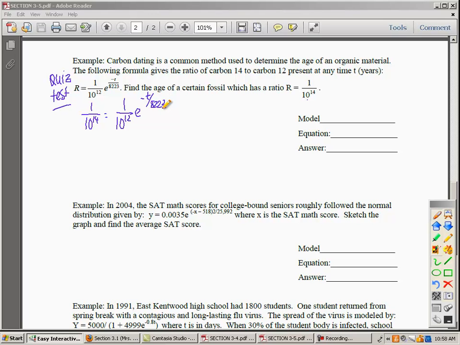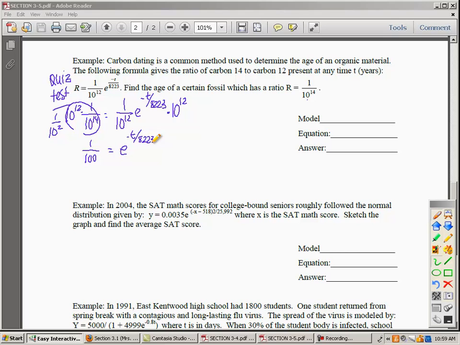Okay, now my goal is to get rid of this fraction first. Instead of dividing by a fraction, we multiply by its reciprocal. And we use our exponent rules here to get 1 over 10 to the second. This is 1 over 10 to the second. I'm going to switch this to say 1 over 100 equals e to the negative t over 8223.